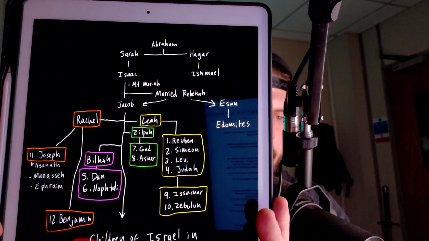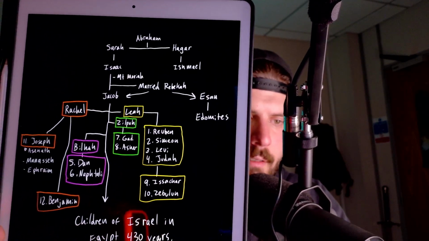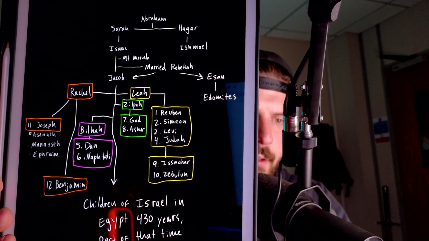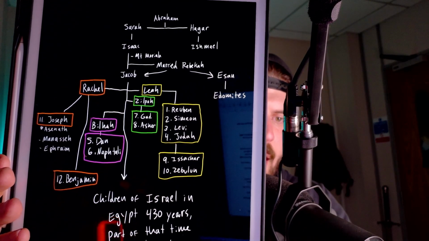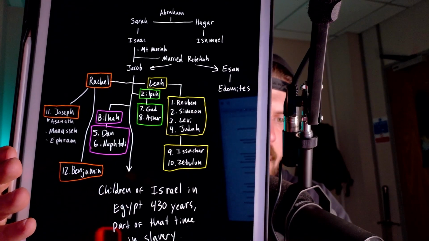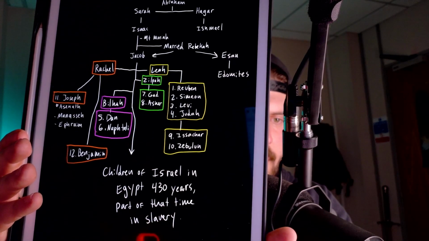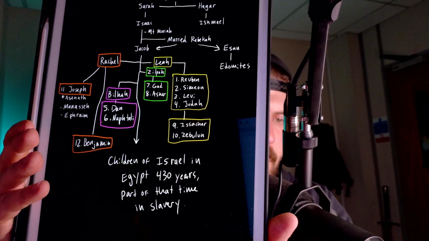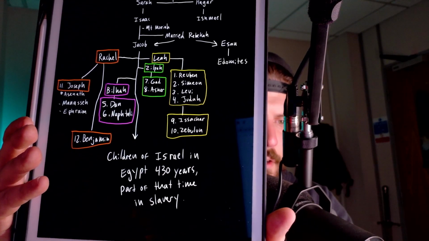So we have Abraham. Abraham, of course, has his wife, Sarah, and from them comes Isaac. And then from Hagar, we have Ishmael, which makes the Ishmaelites. And then Isaac marries Rebekah, has Jacob and Esau. Esau produces the Edomites. And then Jacob marries Leah, marries Rachel. From Leah, we get the firstborn, which is Reuben. And then second is Simeon. Third is Levi. Fourth is Judah.